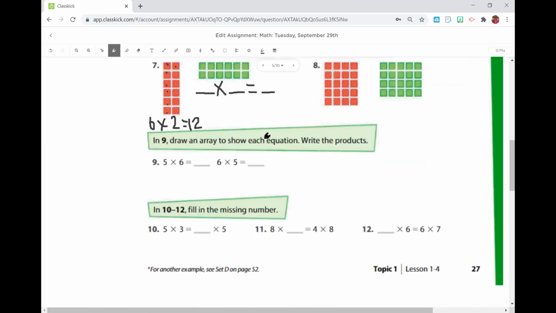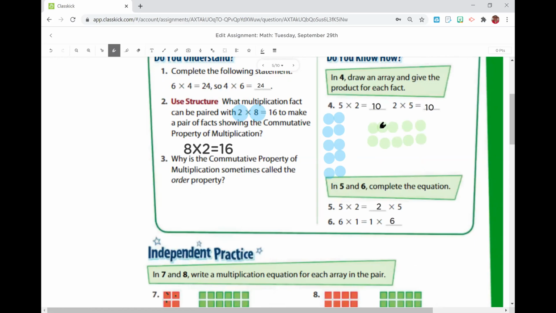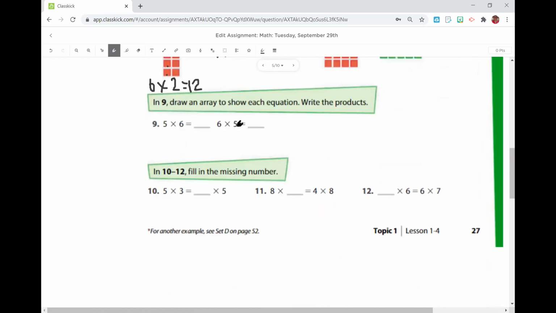Draw an array to show each equation. Now I want you to use this space over here to draw an array. This is exactly what we did up here, okay? You're drawing the array for each equation. Rows is first, columns is second.